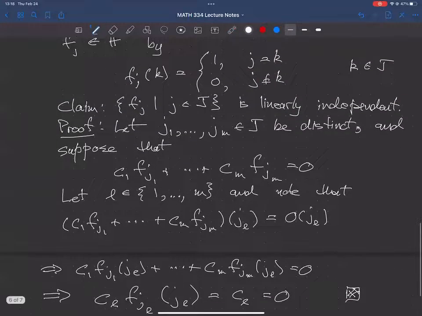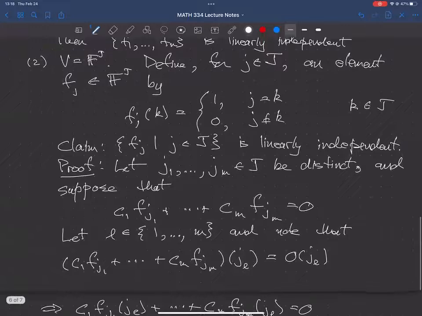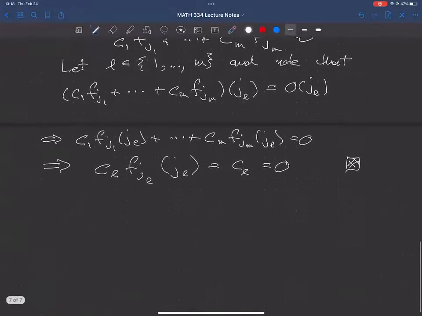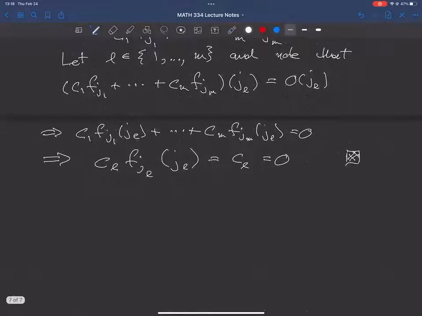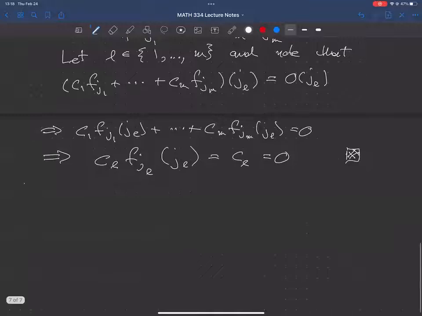Okay. Good. So now we have a specific example of an infinite linearly independent set, because if this set J is infinite, then there are infinitely many of these vectors. So this is how you can check linear independence for an infinite collection of vectors. Let's look at another example where we can do that.